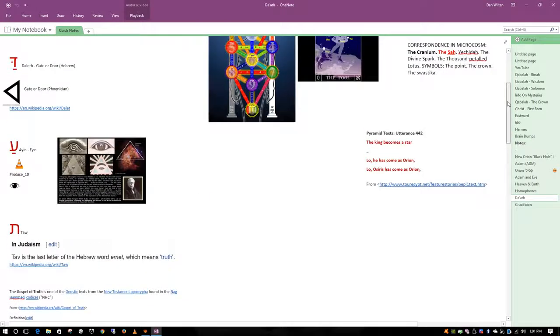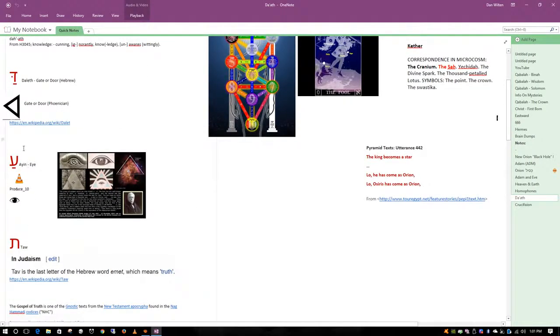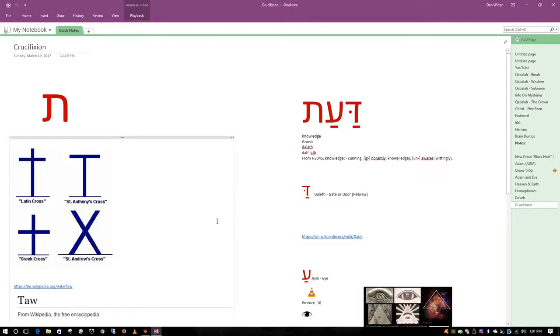So let's take a look at the hieroglyph for Ta. This is Ta in Hebrew alphabet. It's the 22nd letter. These are different versions of the cross, which means crucifixion. This is the Latin. This is St. Anthony's, which is also the Tau. And this is the Greek and St. Andrew's cross. So let's take a look at 3 of these real quick.